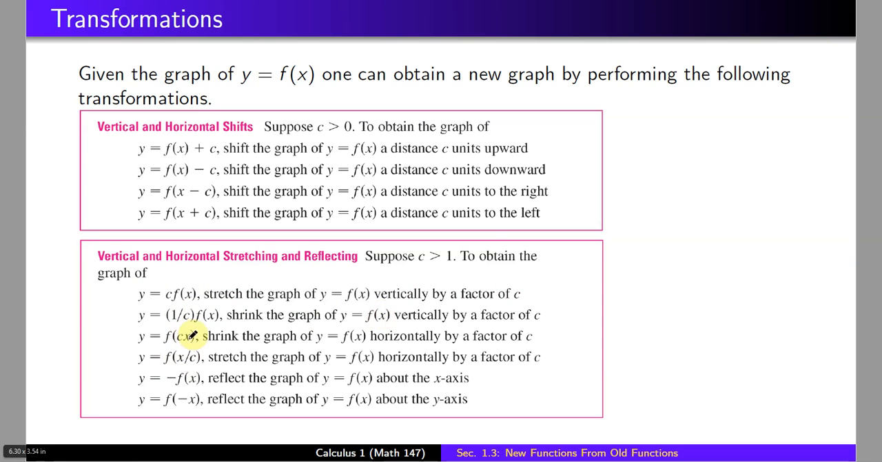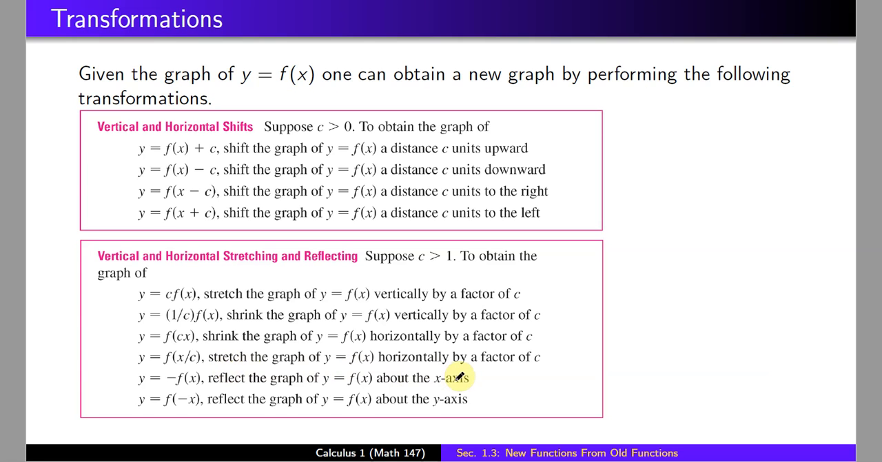Now if it's acting inside of the function, it's going to be acting directly on the x's, and things act, again, counterintuitively. If it's c times x and c is bigger than 1, it's going to shrink things. Because rather than multiplying the x values by c, we're actually going to be dividing them. And if you're dividing by c, it's going to end up multiplying by c the x's. And then we have the two different types of reflections that we'll be talking about here.